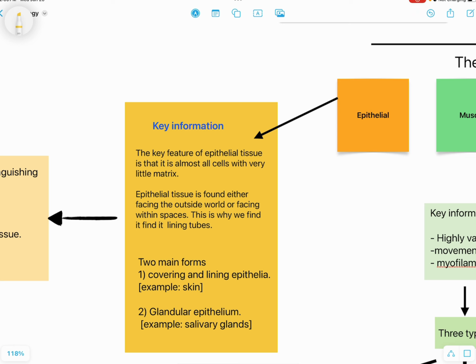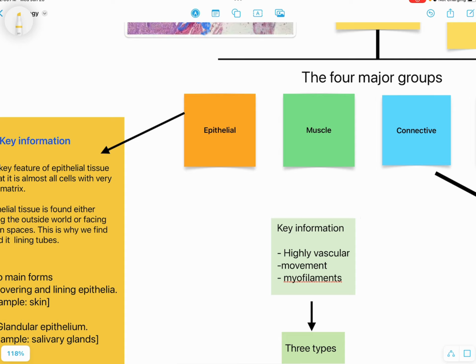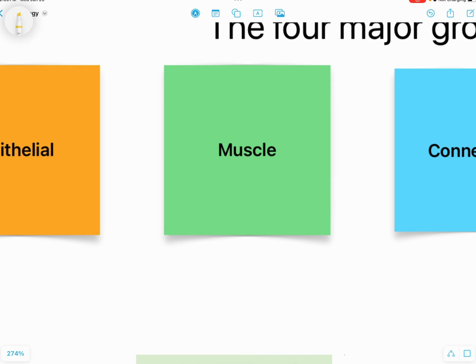All right, I'm going to end this one here, and I will then start a new video on muscle, the different types of muscle tissues.